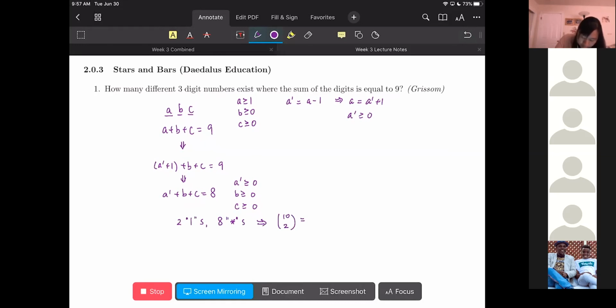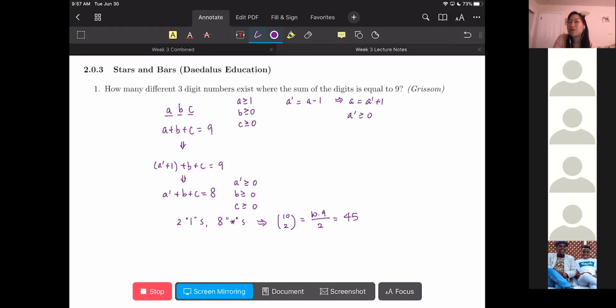Yep, that's right. So basically this will give us 10 times 9 over 2, which is 45. This is the number of solutions to A prime plus B plus C equals 8. And then for any solution here, we can transform it back to our 3-digit number by adding 1 to A. And then that will give us a 3-digit number.